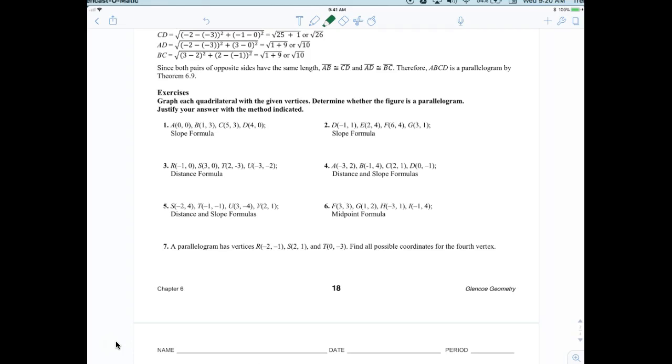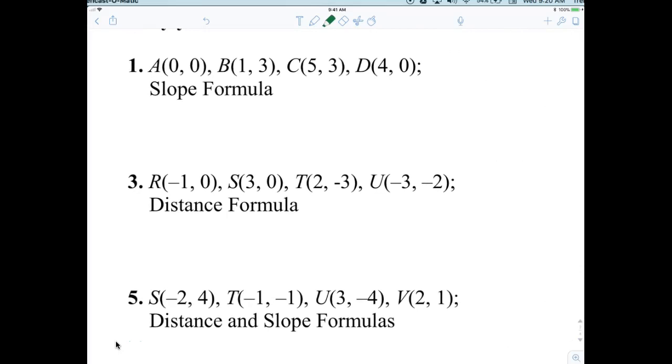If you're looking at, for example, number 1, they want you to prove that those 4 coordinate points make a parallelogram. They say using the slope formula. So if we're going to use the slope formula, that just means we want the opposite sides to have what? The same slope. Right? That's all. So that's how you prove whether or not it's a parallelogram using the slopes.